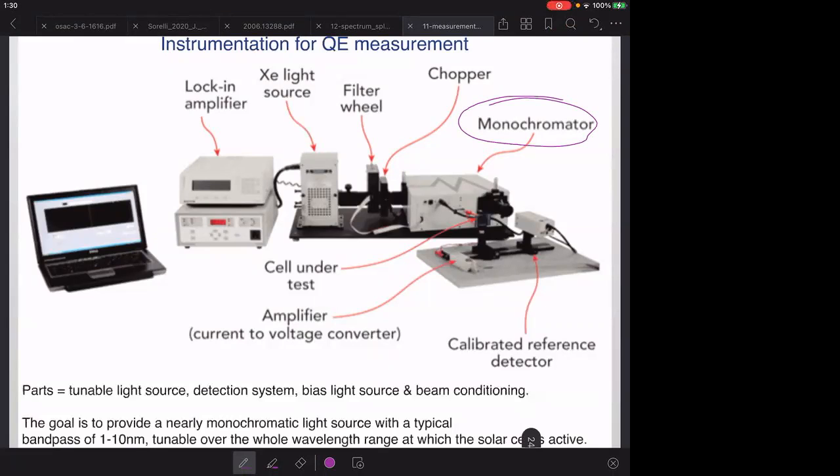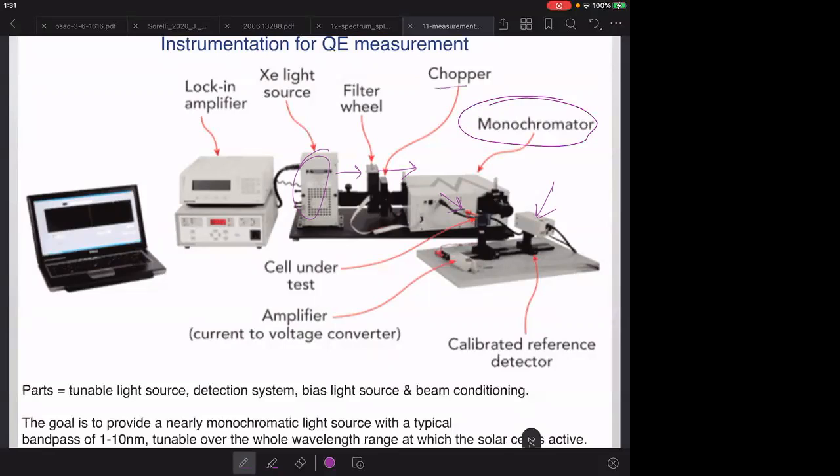So here is the source, right? This is the light source. Light goes this way. There's a filter to select some wavelengths. Then it passes through this way. The monochromator selects a single wavelength, comes out through this fiber, and then it illuminates the solar cell. And there is a calibrated reference detector shown here.